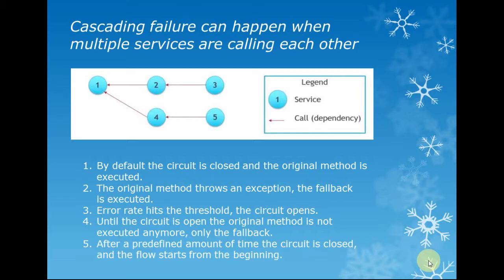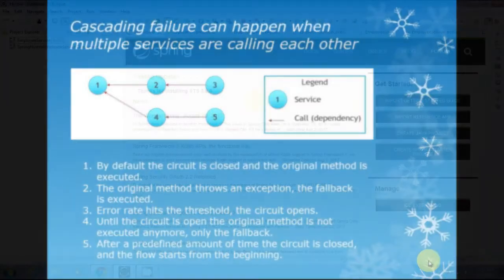Hystrix can wrap methods with a circuit breaker that uses the following 5 logic steps. 1. By default the circuit is closed and the original method is executed. 2. If the original method throws an exception, the fallback is executed. 3. When the error rate hits the threshold, the circuit opens. 4. While the circuit is open the original method is not executed anymore, only the fallback. 5. After a predefined amount of time the circuit is closed, and the flow starts from the beginning.